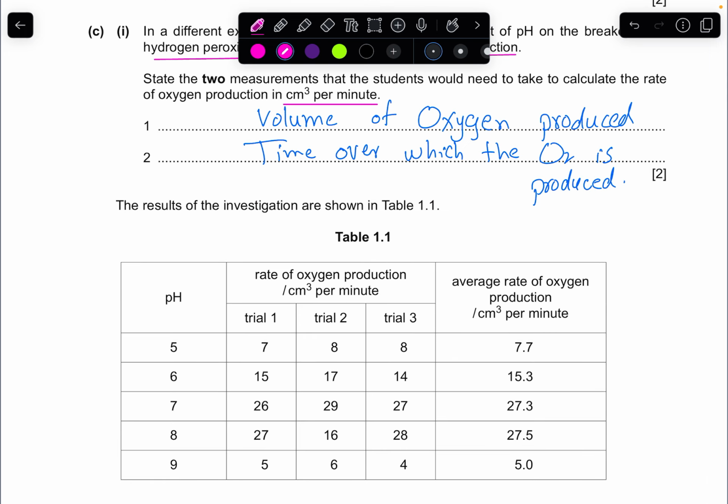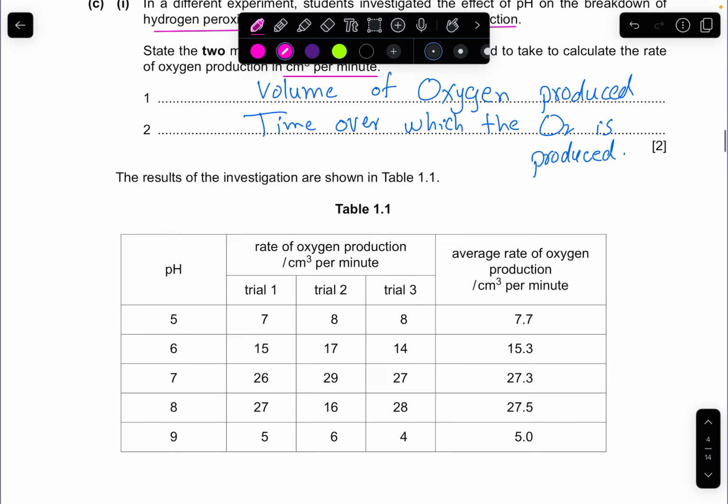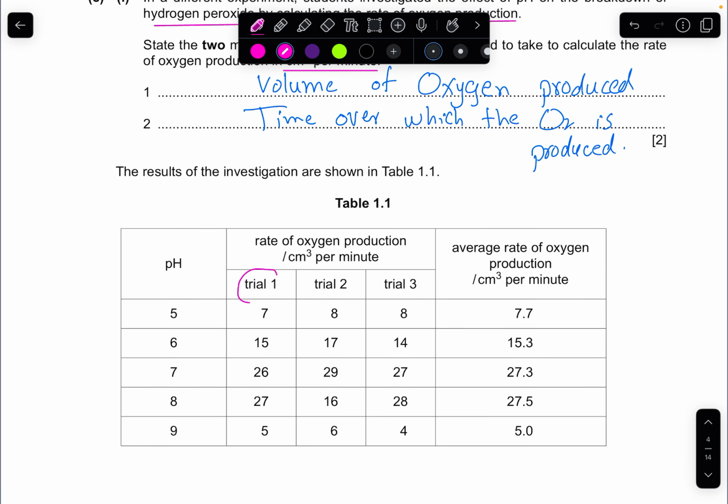The results of the investigation are shown in the next table: the first trial, the second trial, and the third trial, and there are different pH on one side, and here they show us the average rate of oxygen production. You can see in this table that as the pH increases, the rate of production also increases, and if the pH increases too much, the rate decreases.